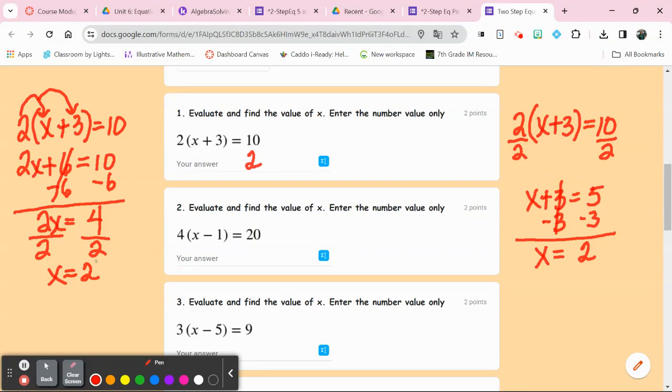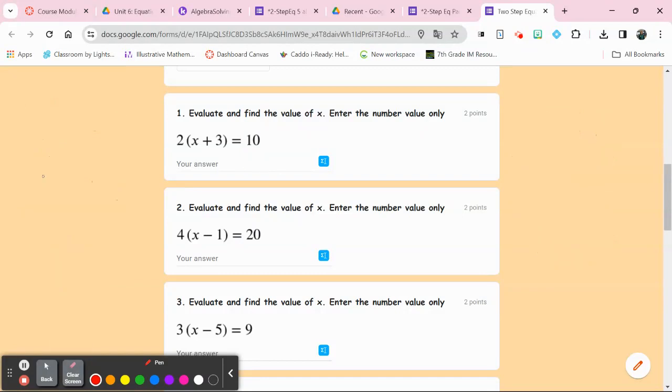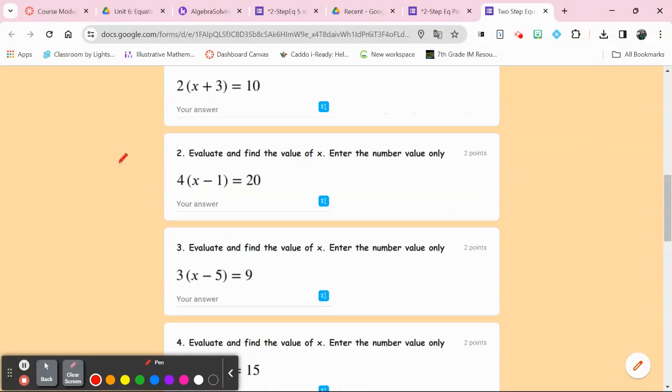Now I'm going to go ahead and move to the next problem. If you need to write something down, please pause it. I'm going to clear it in 3, 2, 1, clear. All right, on to number 2.